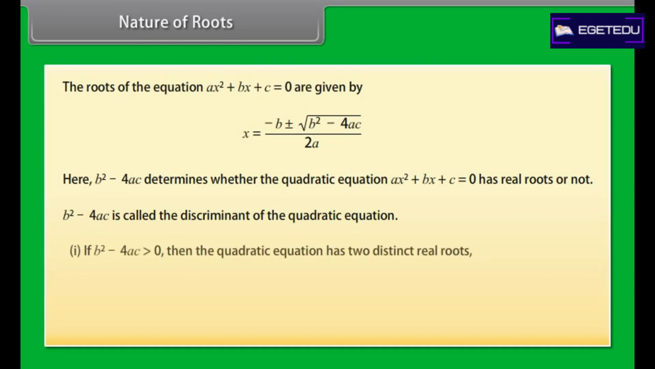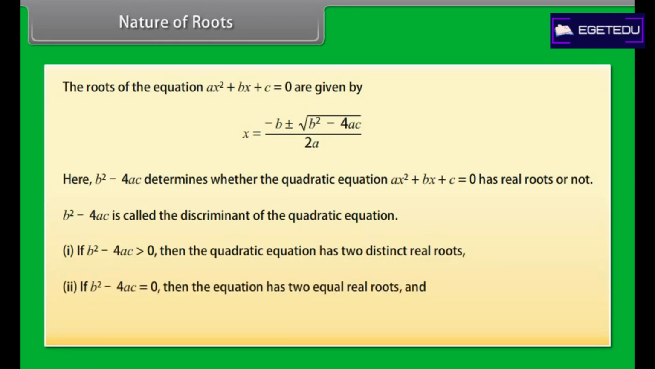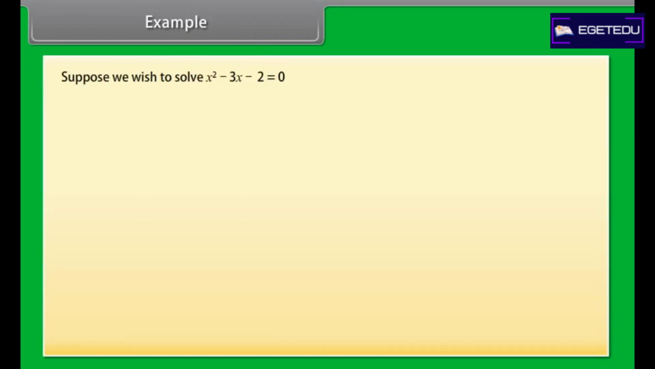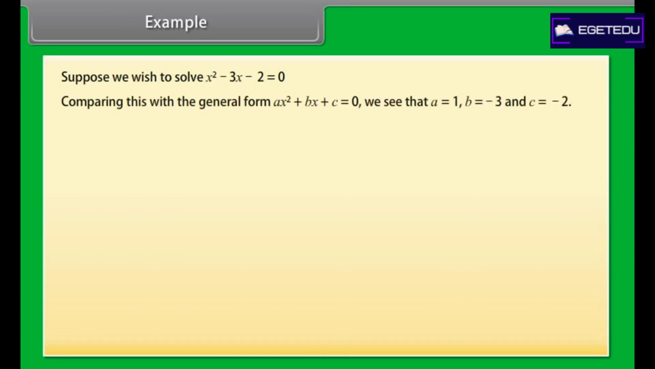Nature of roots. The roots of the equation ax² + bx + c = 0 are given by x equals −b plus or minus the square root of (b² − 4ac), whole upon 2a. Here, b² − 4ac determines whether the quadratic equation ax² + bx + c = 0 has real roots or not. b² − 4ac is called the discriminant of the quadratic equation.